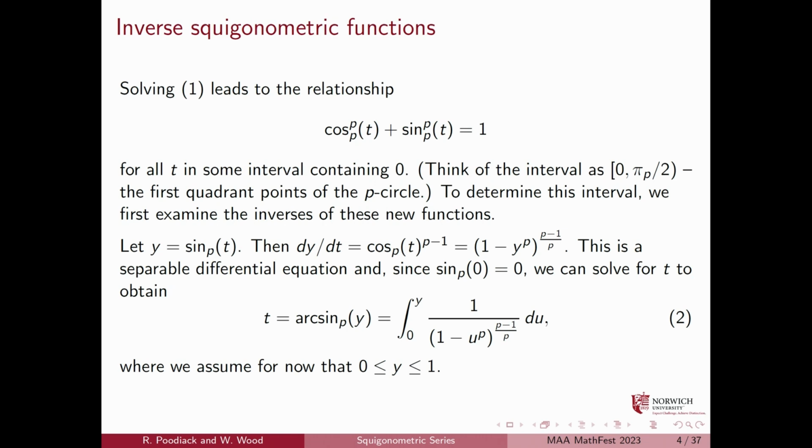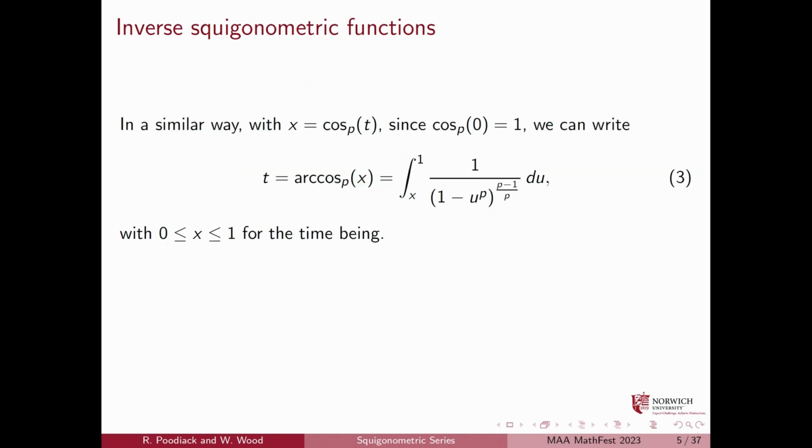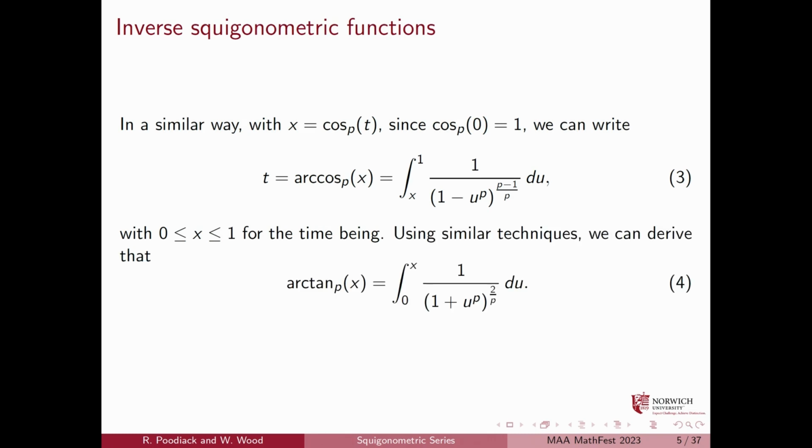Where we assume for now that y is between 0 and 1. In a similar way, if we set x to be cosine sub p of t, since cosine of 0 is equal to 1 for all p, we can write that the arc cosine sub p of x is equal to a very similar integral, but we'll integrate from x to 1, with again x being between 0 and 1 for the time being.